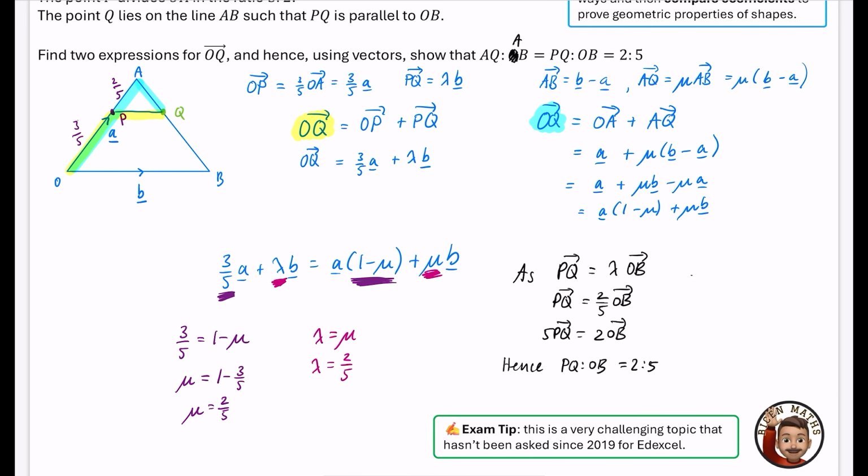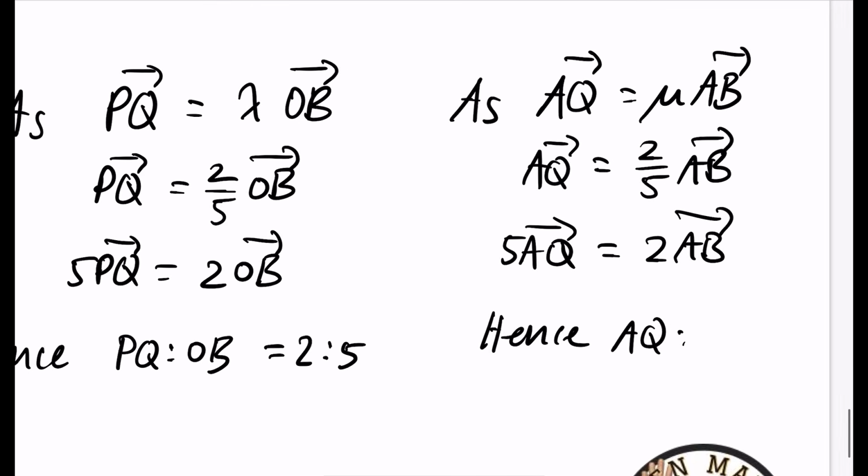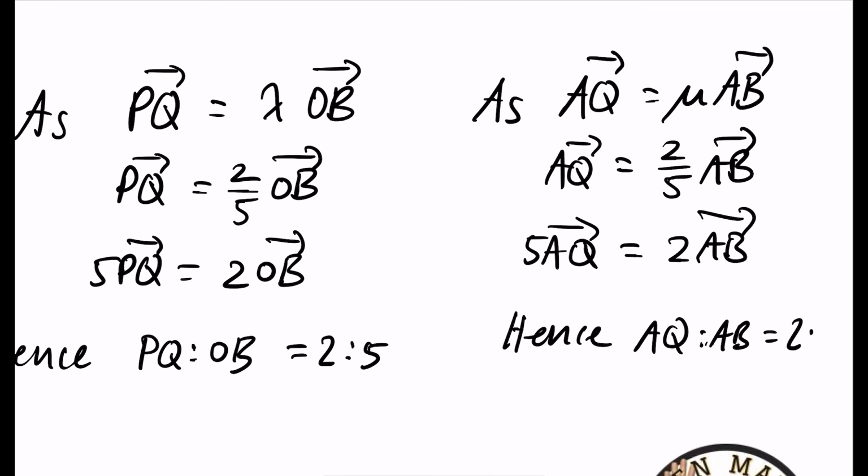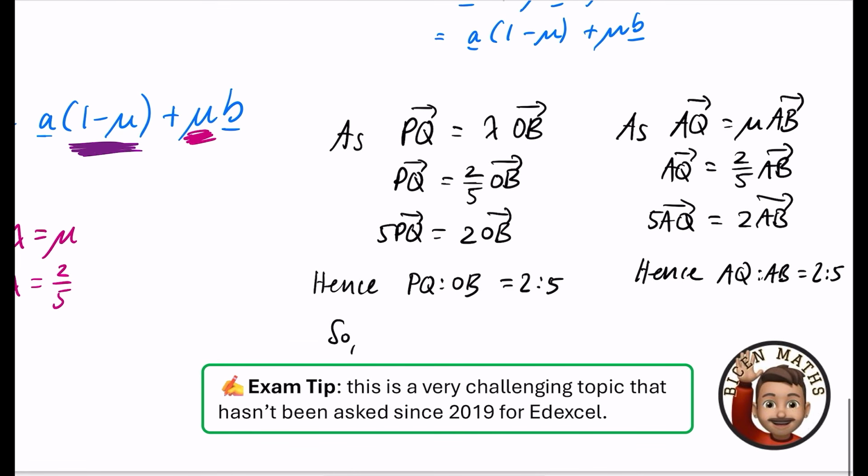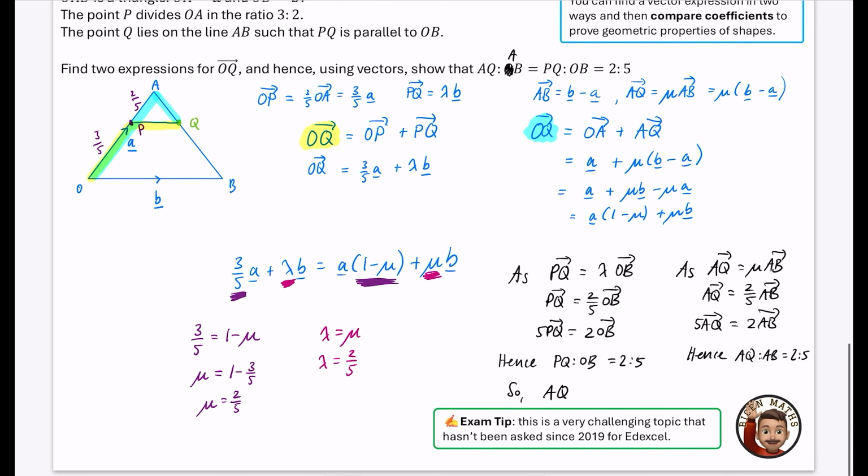So now I shall do the other part as well. As AQ is equal to mu AB, we get that AQ is equal to mu, which is 2/5 of AB. We get the same process. 5AQ is equal to 2AB. Hence, we can say that AQ to AB is also 2 to 5. So we have what they had originally said in the question, that AQ to AB is equal to PQ to QB, which is equal to 2/5.